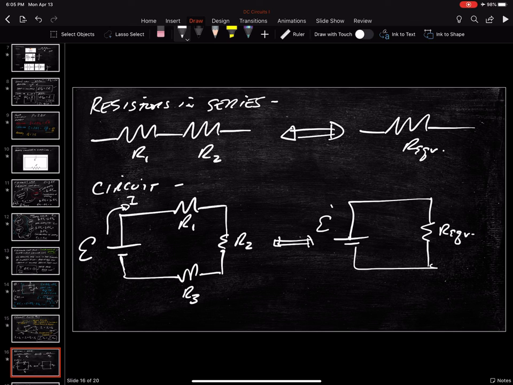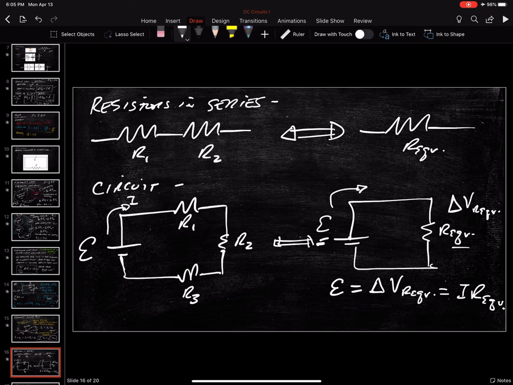Well, let's see if I can figure out the relationships. Not so hard in this case. From my loop rule, the change in voltage through this equivalent resistance is the same as the battery voltage. Whatever is supplied by the battery has got to be used up by this voltage, delta V R equivalent. And this should be equal to I times R equivalent from Kirchhoff's laws. And so this tells me that E is I times R equivalent. Nothing to it.